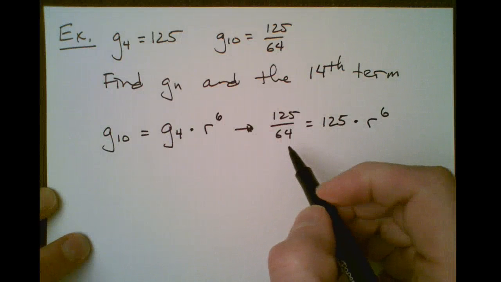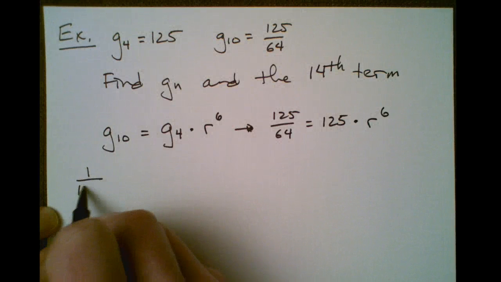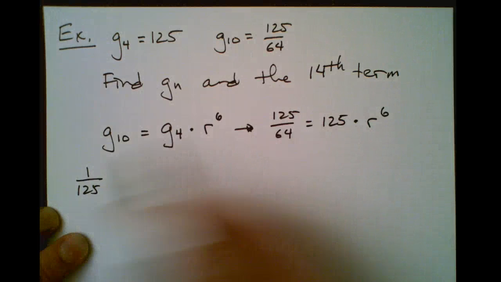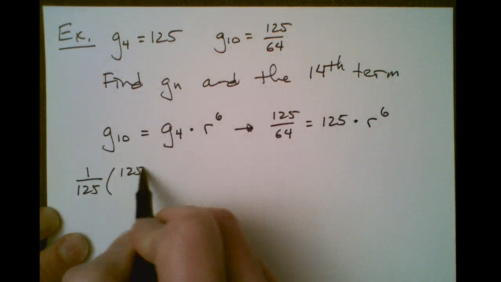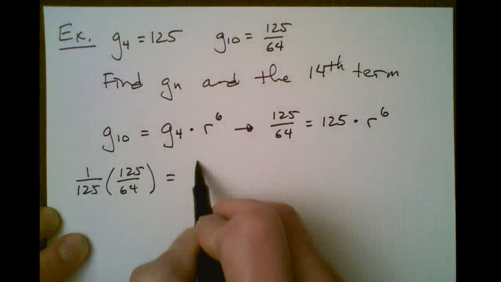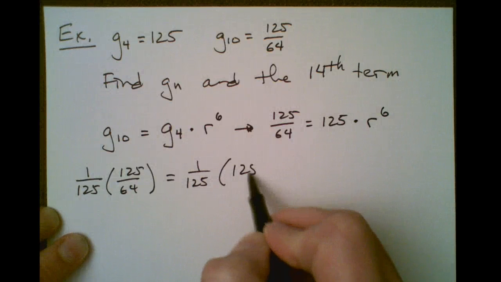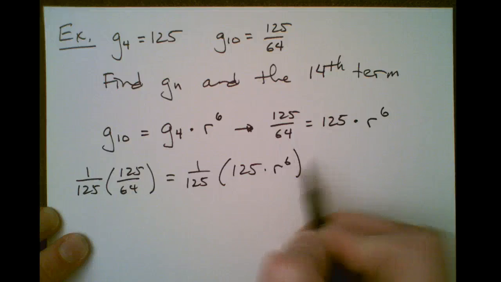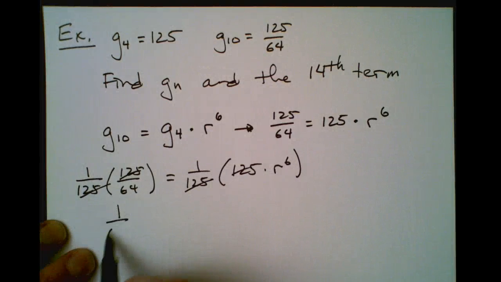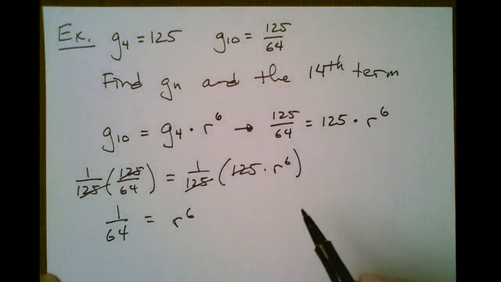So let's see, I'm going to multiply both sides by 1/125. That's the same as dividing by 125, so that's going to be 125/64. Again, you could do most of this on your calculator, and then 1/125 times 125 times r to the 6th. So these are going to cancel, these are going to cancel, so I'm left with 1/64 is equal to r to the 6th.